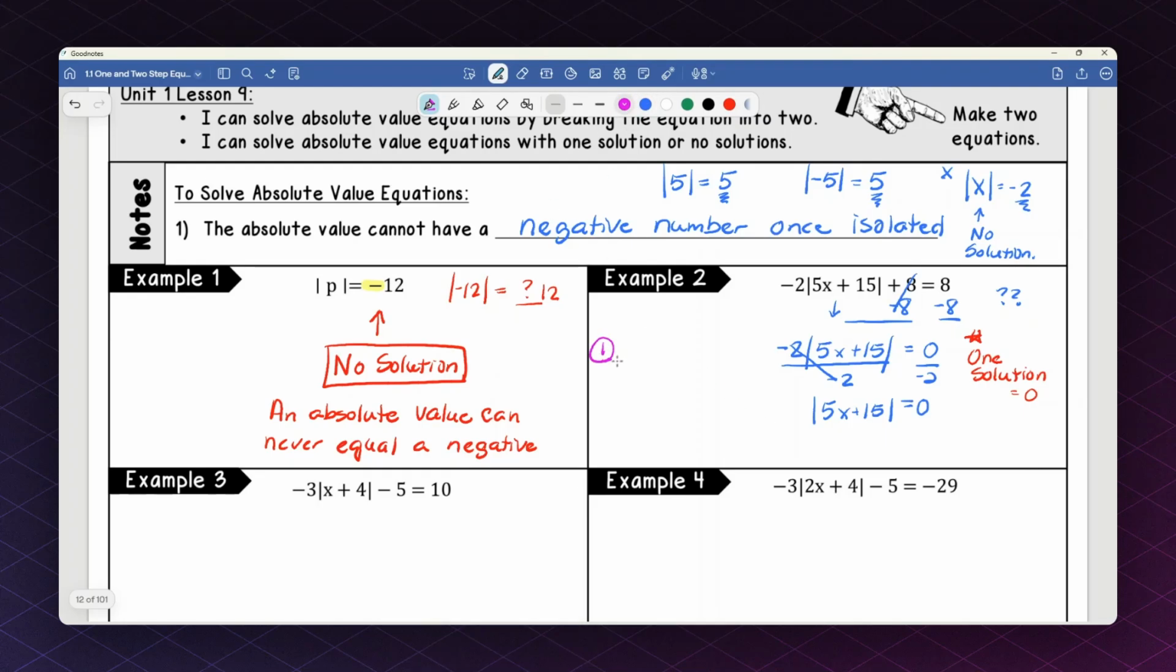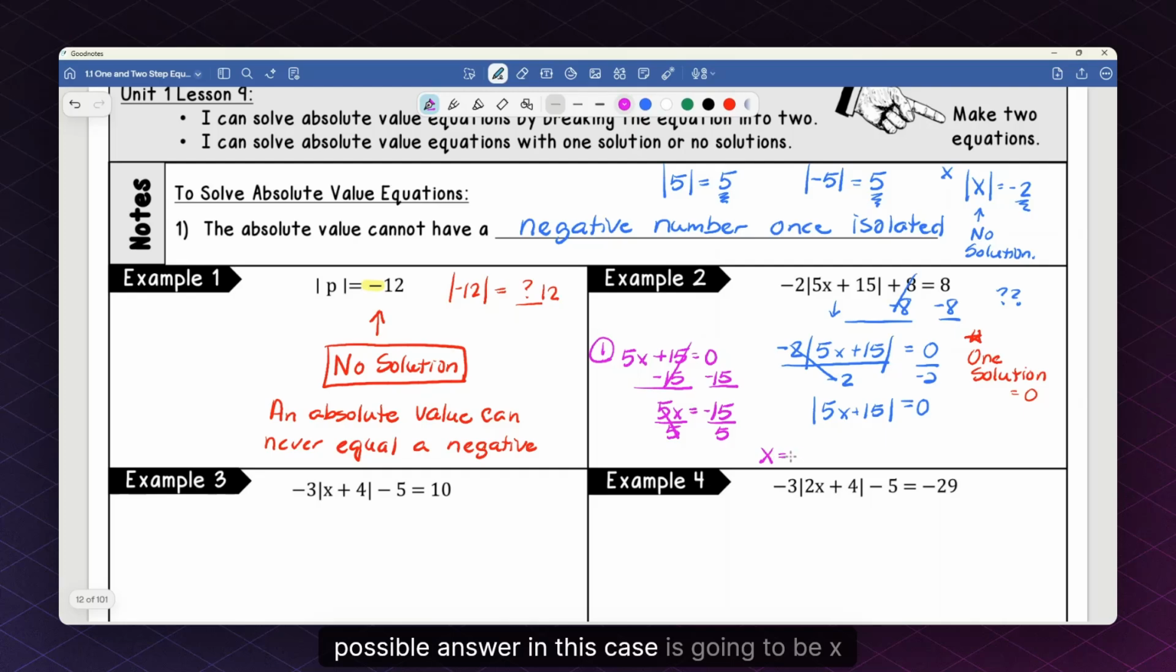And so I'm going to do 5x plus 15 equals 0. I'm going to subtract my 15 and subtract my 15. That cancels, and I get 5x equals negative 15. And I divide by 5 and divide by 5. And so my only possible answer in this case is going to be x equals negative 3. There won't be another possibility.